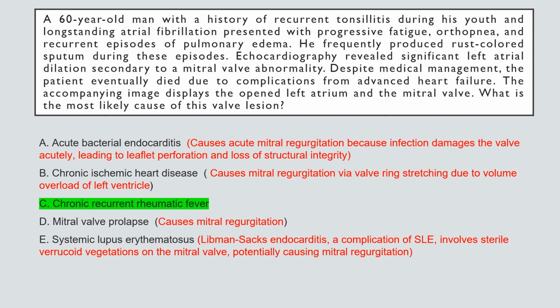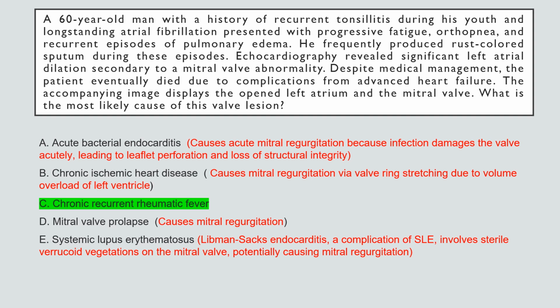Option D is incorrect because mitral valve prolapse is primarily associated with mitral regurgitation. In mitral valve prolapse, the valve leaflets bulge into the left atrium during systole, and there is no pathological narrowing of the valve.